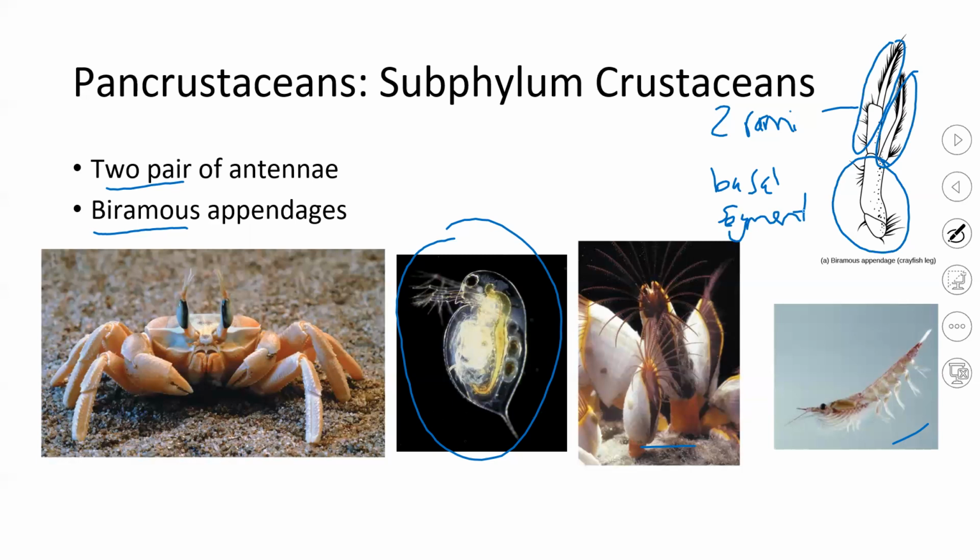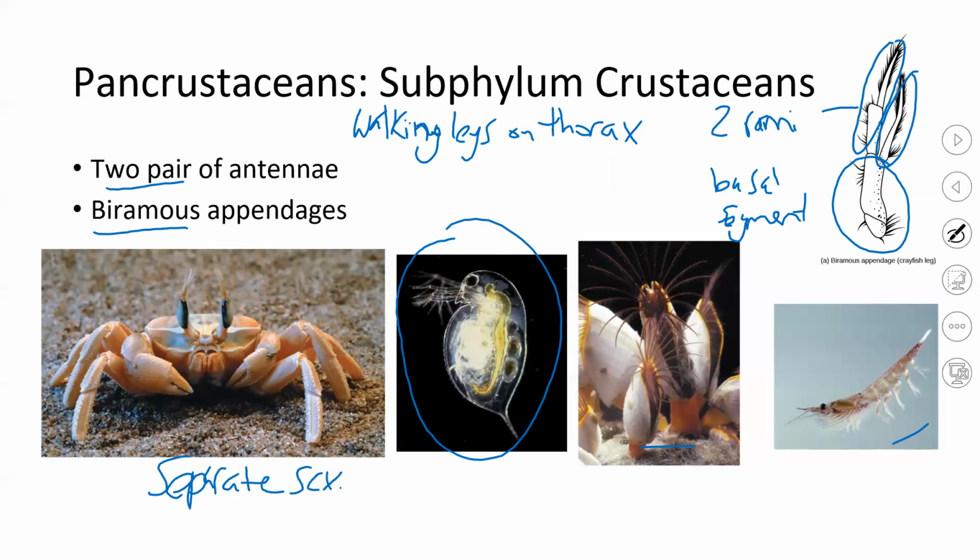They live in a lot of different environments and they have a lot of different kinds of specialized appendages. Again, we talked about the two pairs of antennae, which are unique. Their walking legs are on their thorax, not their abdomen. Most of these, when they reproduce, have separate sexes. And they have some kind of specialized appendage for reproduction.